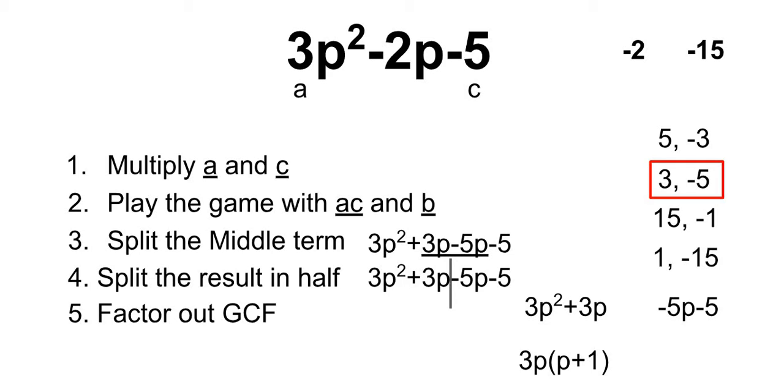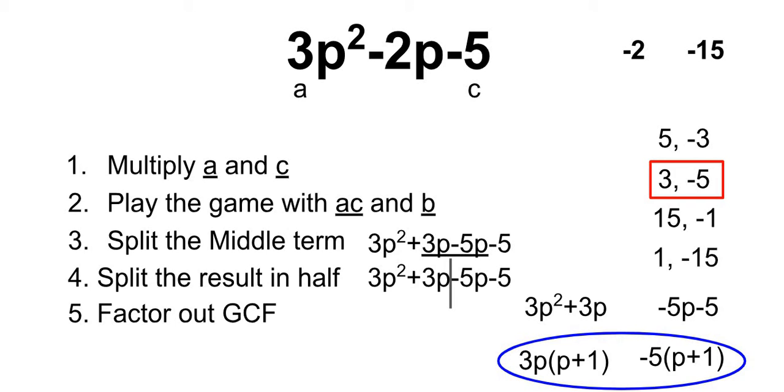Now, on the other side, you have negative 5p minus 5. Well, you see you could take out negative 5 on both sides. So you're left with p plus 1 because negative 5 divided by negative 5 is positive 1. So you have negative 5 times p plus 1. And you can see on both sides, you have the p plus 1. That p plus 1 is our big GCF. And the 3p and the negative 5 are our small GCFs.